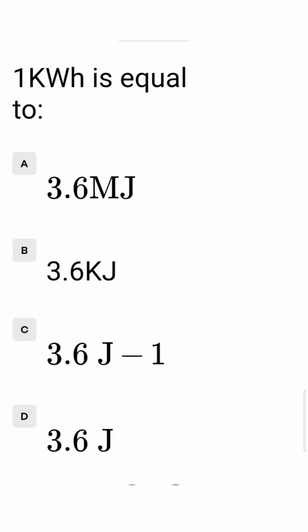1 kilowatt hour is equal to: A: 3.6 million joule, B: 3.6 kilojoule, C: 3.6 joule per second, D: 3.6 joule. The correct option is A, 3.6 million joule or mega joule. So we tick option A.